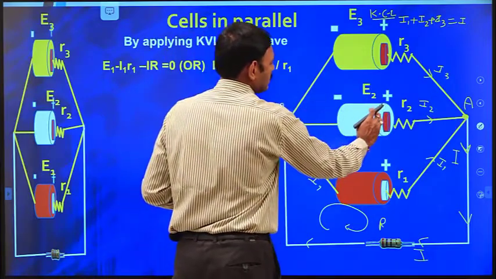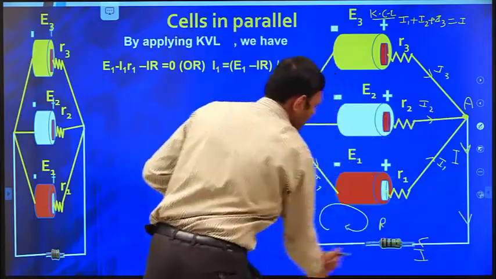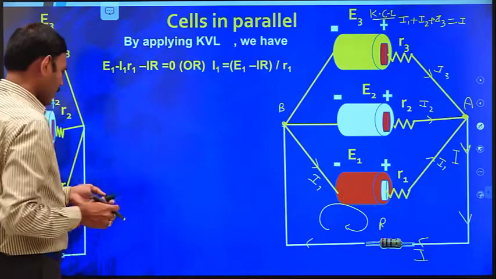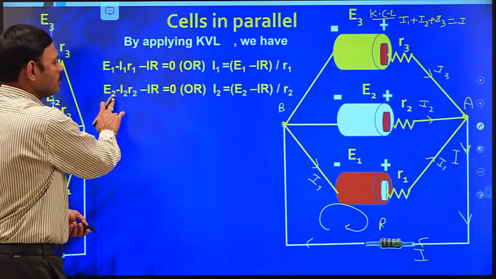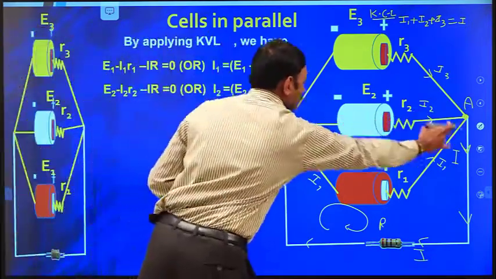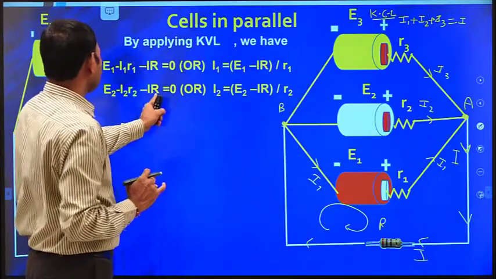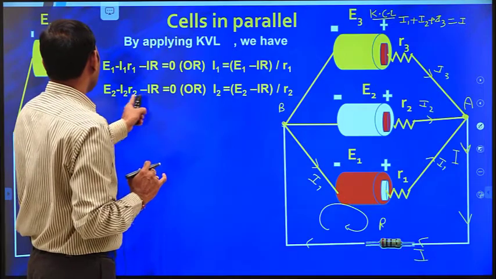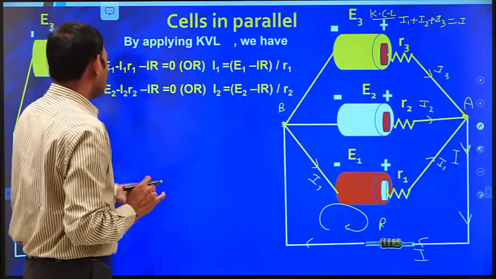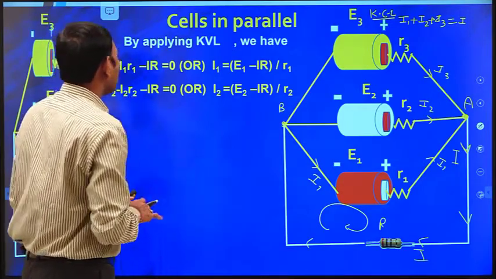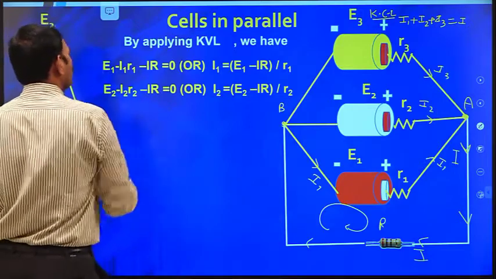B and then second cell A and external resistance. Then in the same manner, we write E2 EMF minus I2 R2 minus IR is equal to 0. From this we write the I2, take I common. So I2 is equal to E2 minus IR.